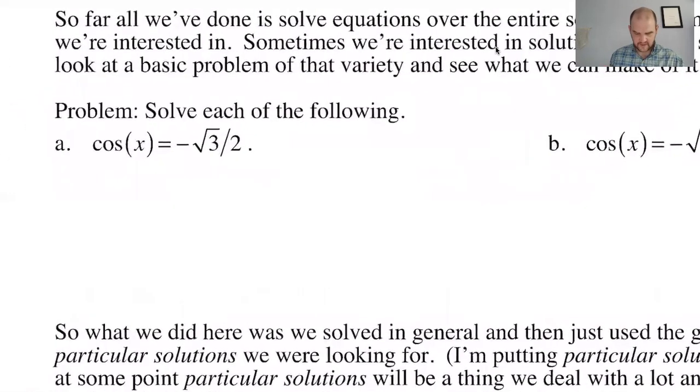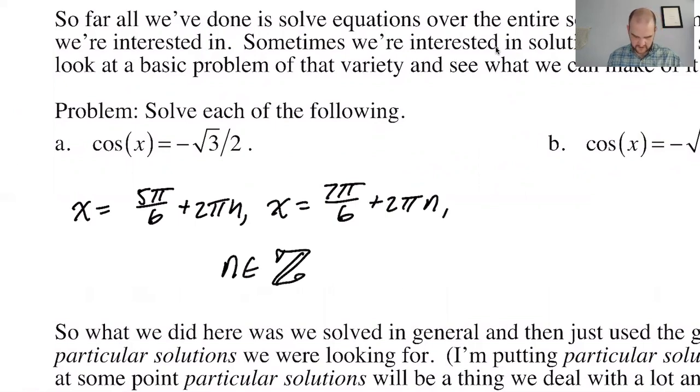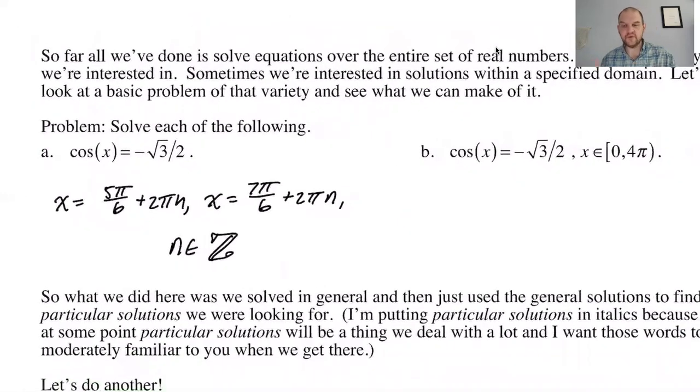So for example, if you were asked to solve this, I think you can solve this pretty much by thinking. I'm going to say that x would be 5 pi over 6 plus 2 pi n, or x could be 7 pi over 6 plus 2 pi n, and then n has to be an element of the integers. All right, now let's look at almost the same problem, but a little bit different.